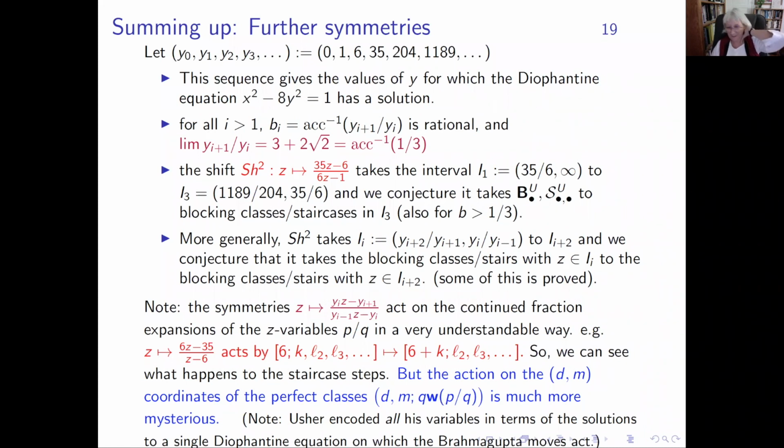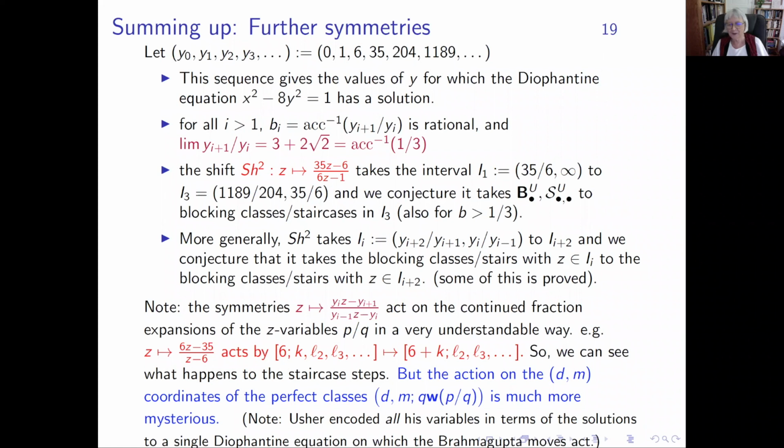Now, we can't do that. I don't see how to do that. I've tried to, and his method doesn't work in this case, that I can see. But this is something that I want to figure out, because we know the action of our symmetries. We know what they have to be on P over Q, and we need to figure out what they do on D over M. And I can find formulas for it, but I don't have insight.